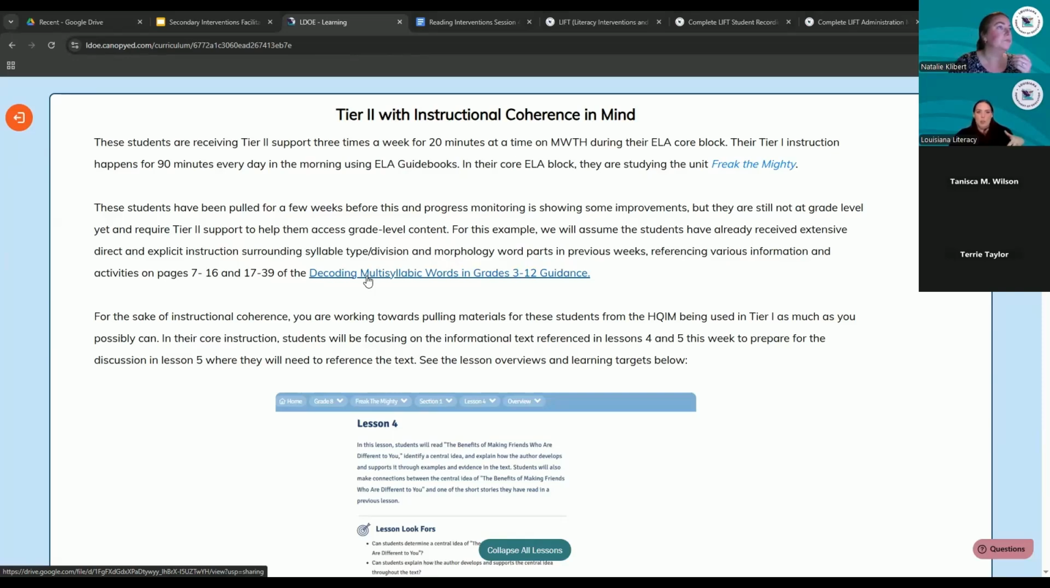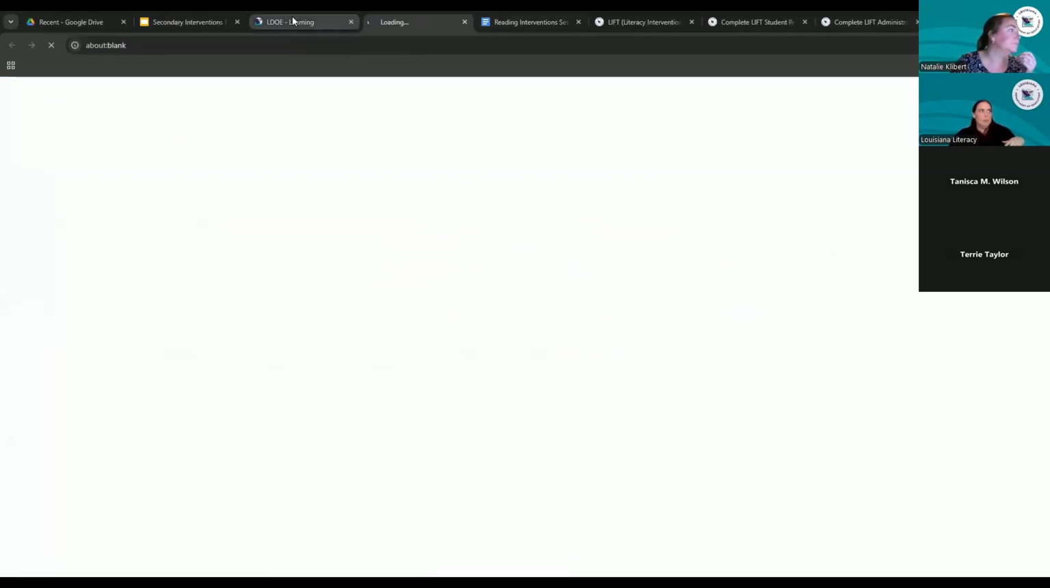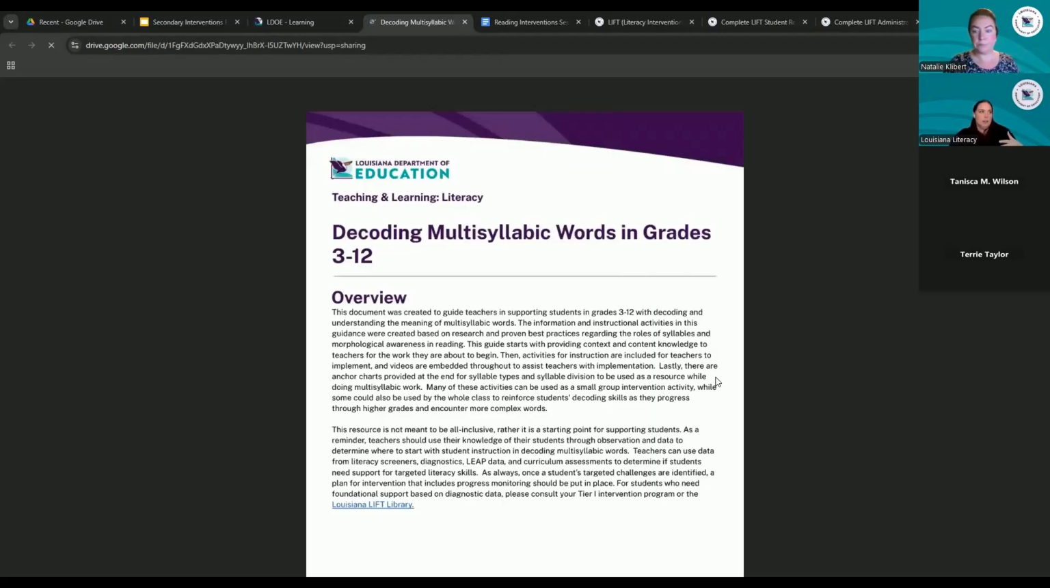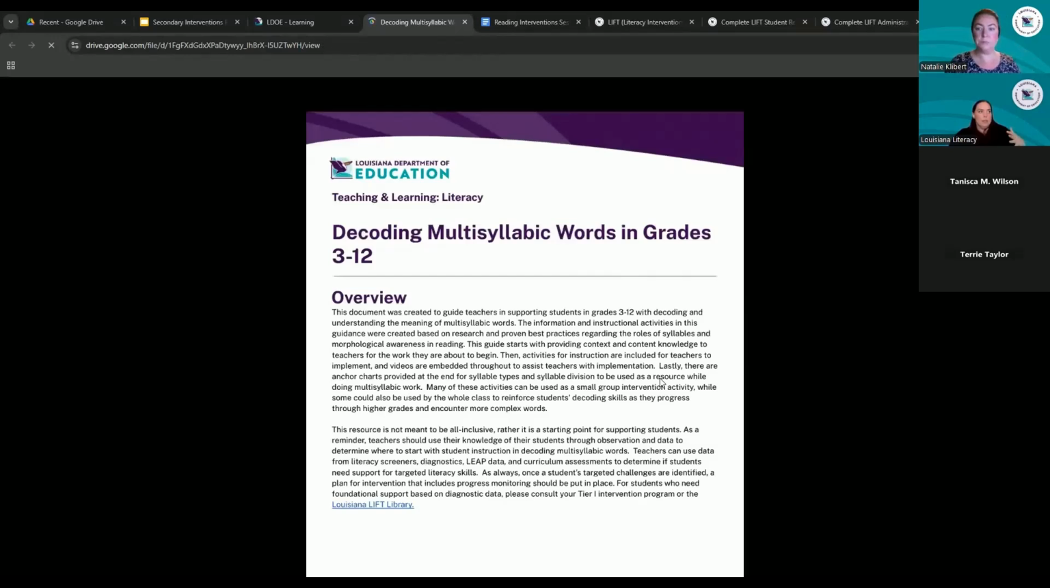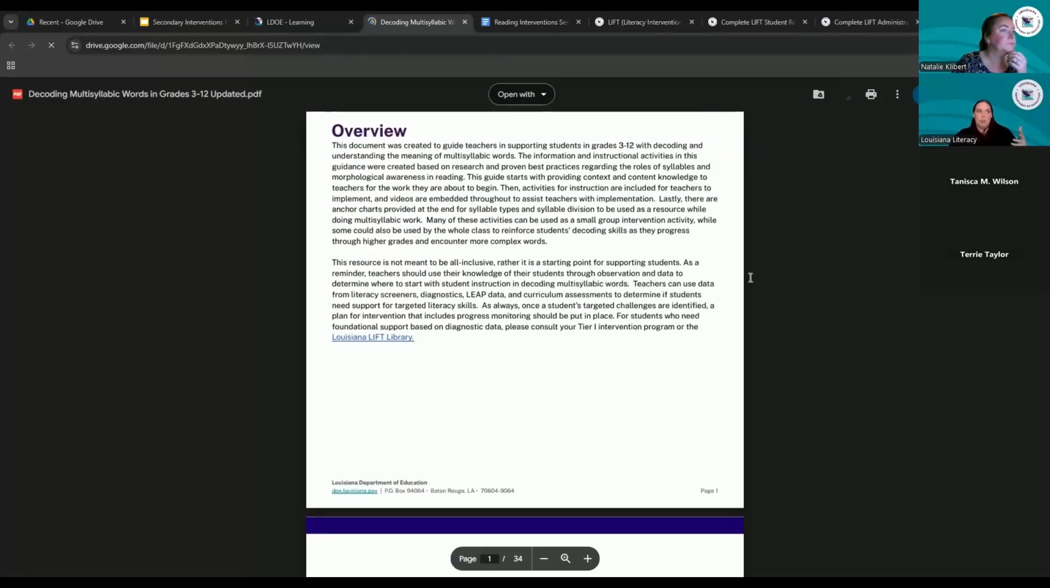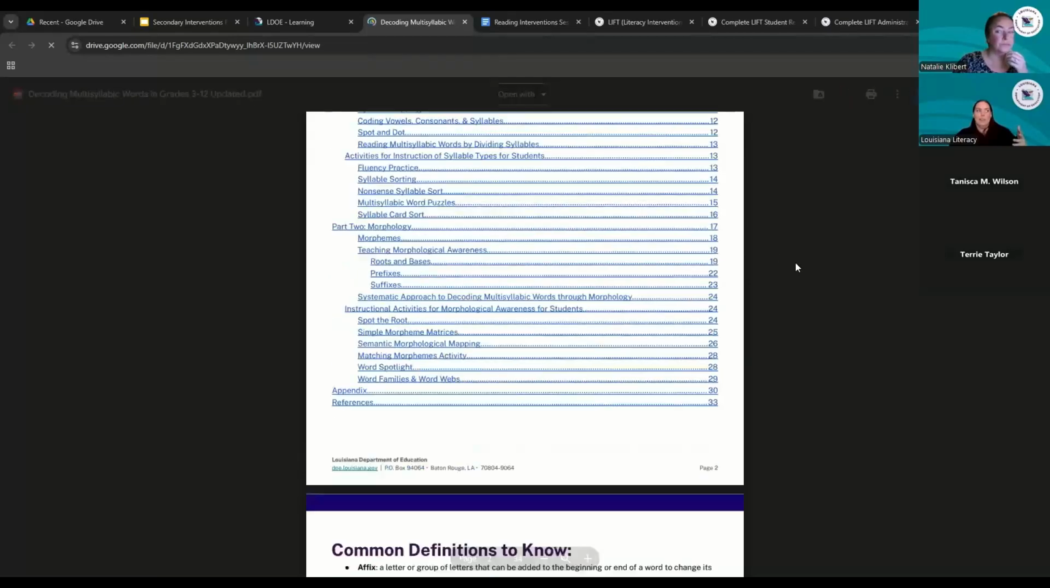But I'm going to quickly show you what that looks like. They were looking specifically at pages 7 through 16 and 17 through 39, just to give you an idea of the type of instruction the students have already gotten. If you look at this guidance, it goes through context and background for the teacher for each of these things, like syllable division, syllable types, and patterns, and then morphology. And then it gives you instructional activities and things that you could use.